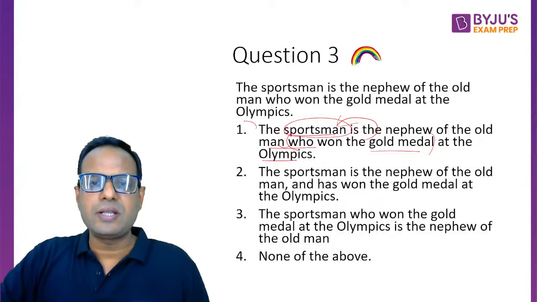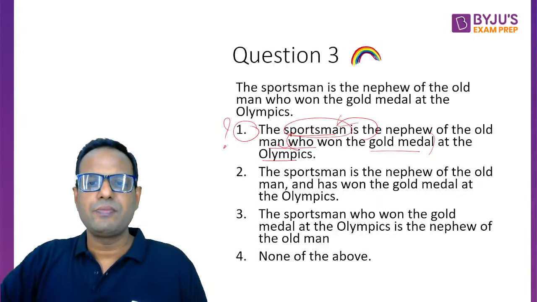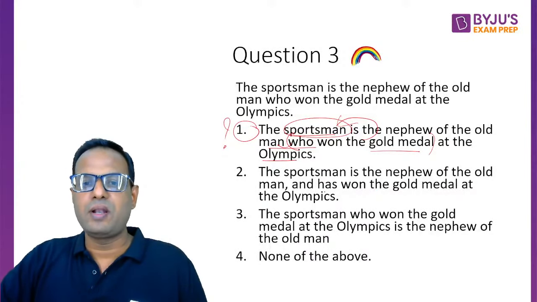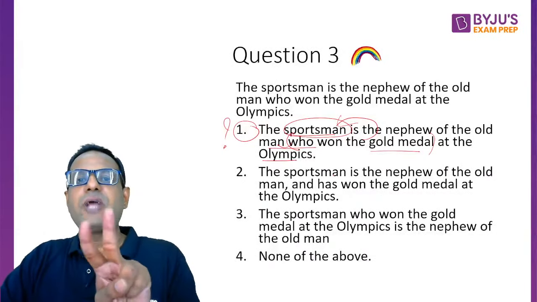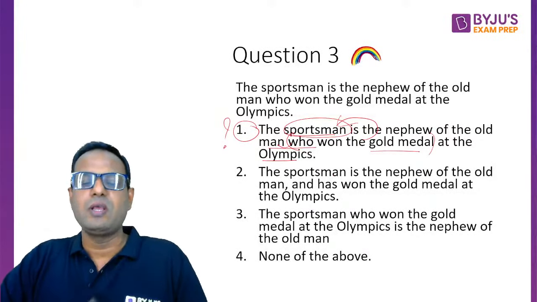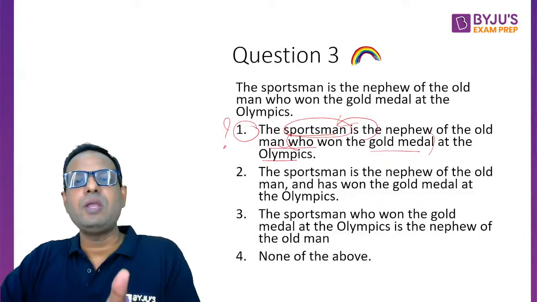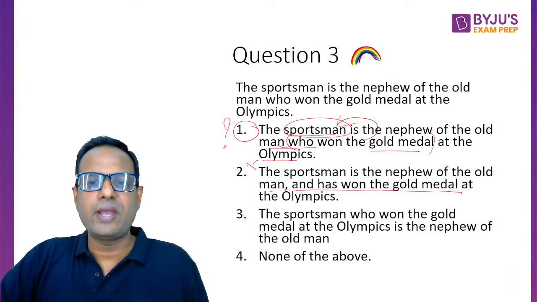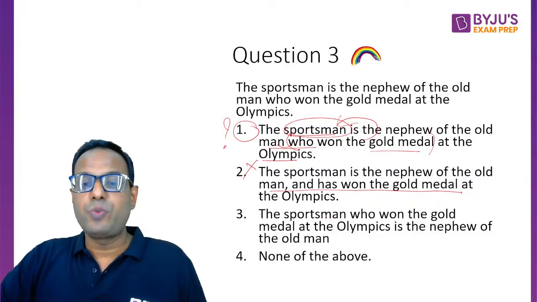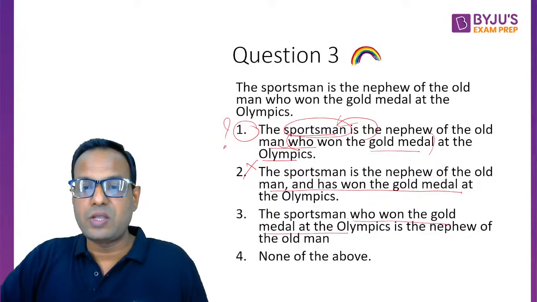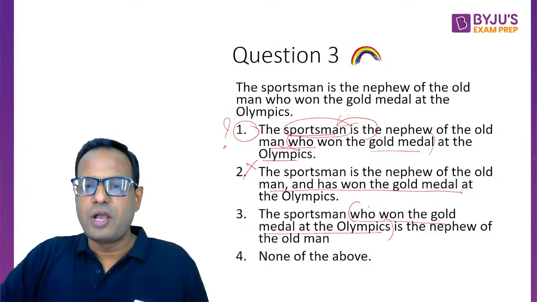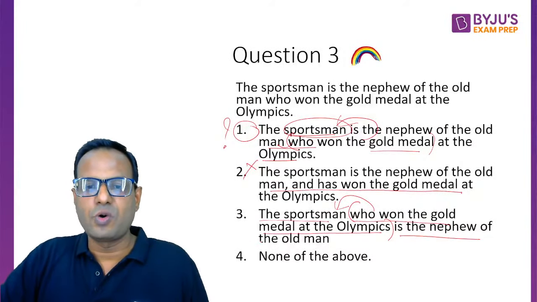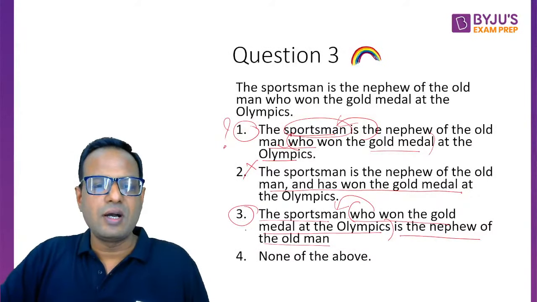In the first case, let us keep it under consideration. Look at the second one. The sportsman is the nephew of the old man and has won the gold medal at the Olympics. As if we are talking about two different attributes of this sportsman. One is that he has won a medal, and the other is that he happens to be the nephew of the old man. This is not structured properly. On this ground, you can strike it off. Look at the third one. The sportsman who won the gold medal at the Olympics. This clause rightly talks about the sportsman, who is the nephew of the old man. So between 1 and 3, 3 is a better option.